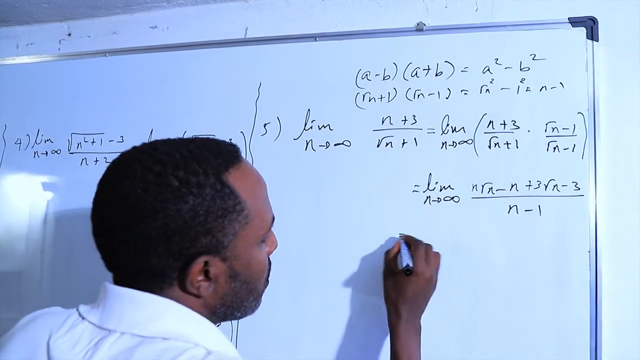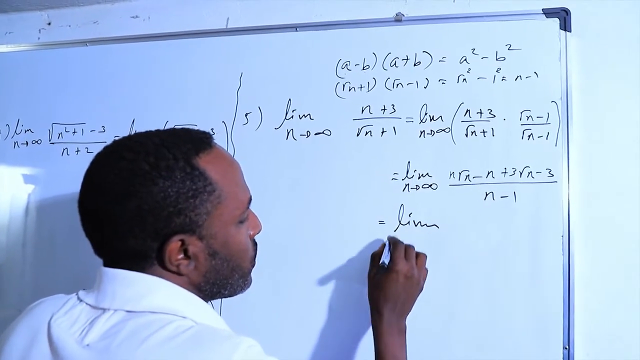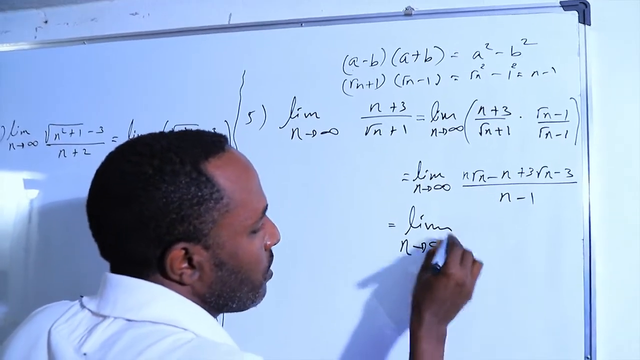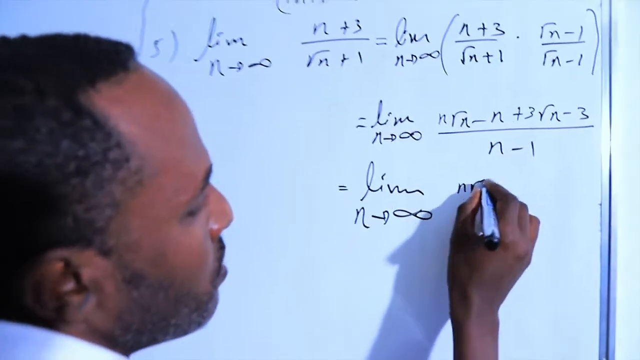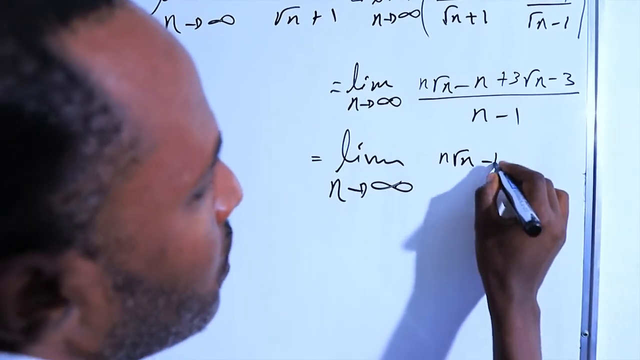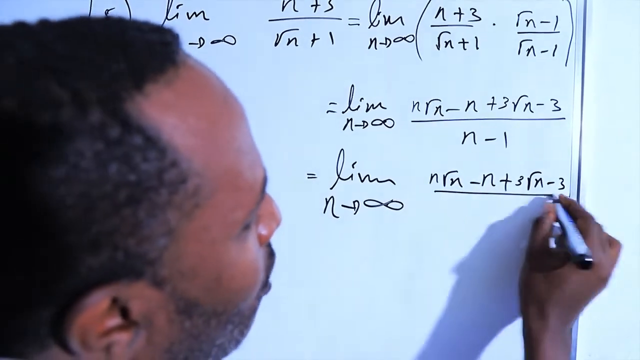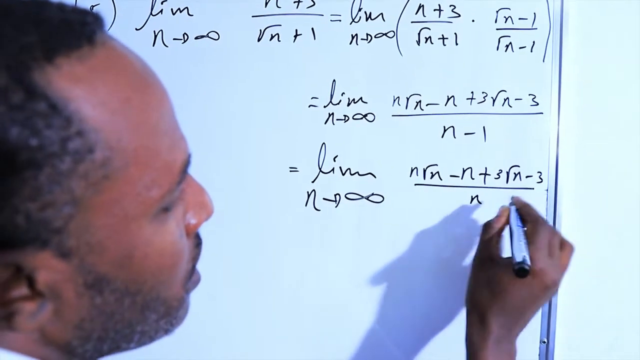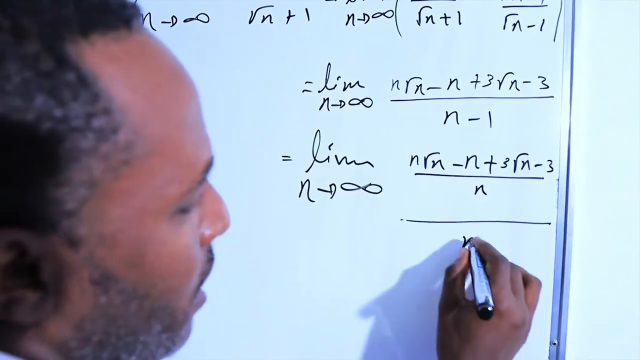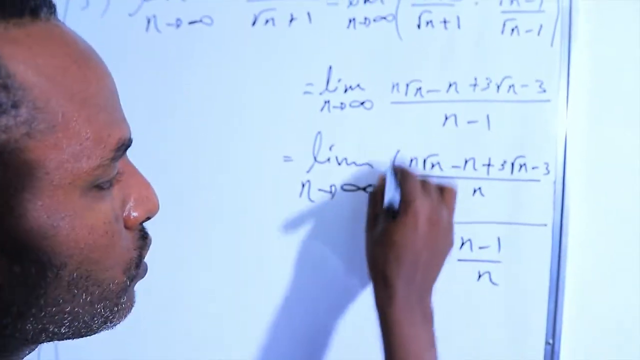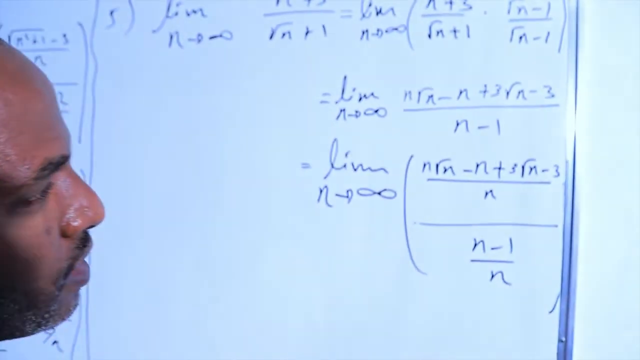That means, the limit as the value of n approaches infinity of n times radical n minus n plus 3 radical n minus 3, over n minus 1 over n, the whole over. So we can apply it in such a way.